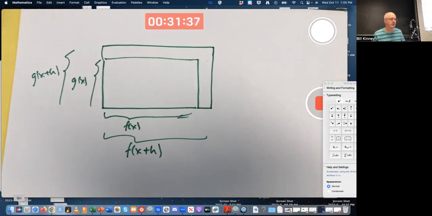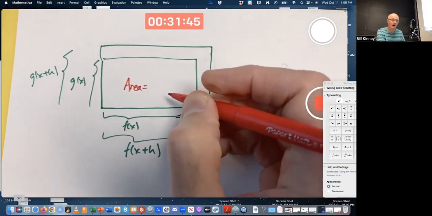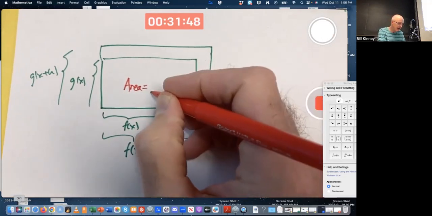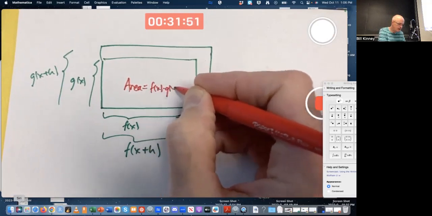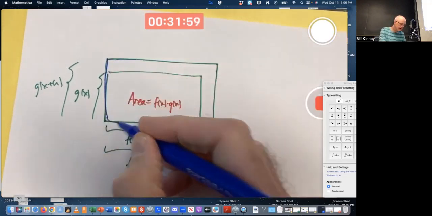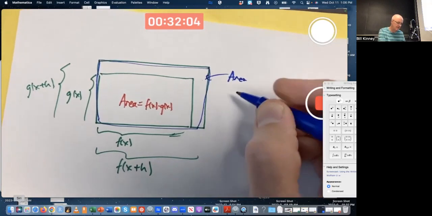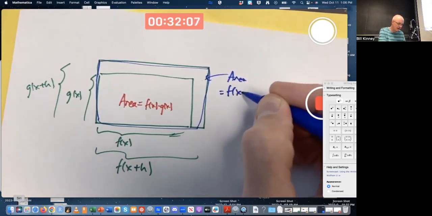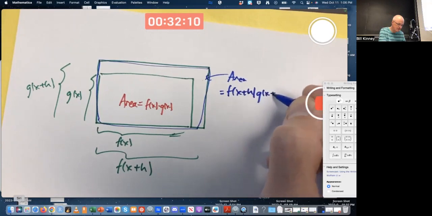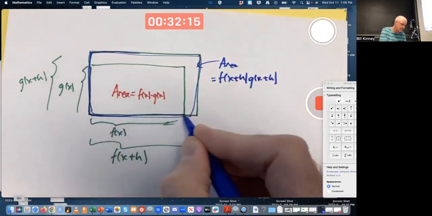How is this relevant for the product rule? The area of the smaller rectangle, well, area of a rectangle is base times height, is f of x times g of x. Right? Base times height. The area of the bigger rectangle, the entire thing here, is also base times height. f of x plus h times g of x plus h. That's the area of the entire big rectangle.